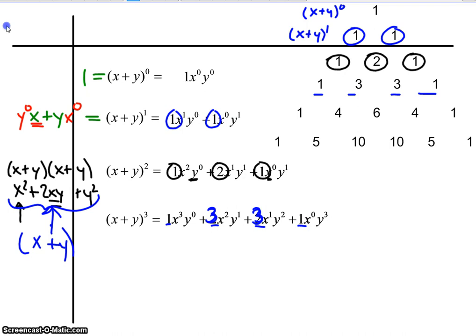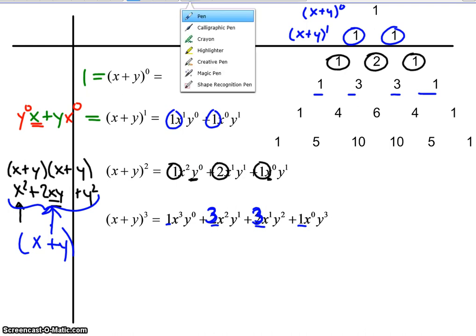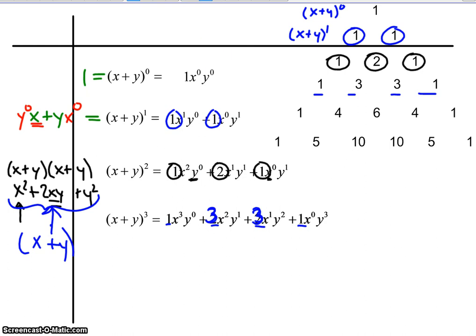Now, the other pattern to look at is the exponents. When I started out, x is to the third, y is to the 0. Now, x started out as the third power because that was my first term. As I worked my way down, x got smaller by 1, y got bigger by 1. X gets smaller by 1, y gets bigger by 1. X gets smaller by 1, y gets bigger by 1, and then again, look at what we ended up with.